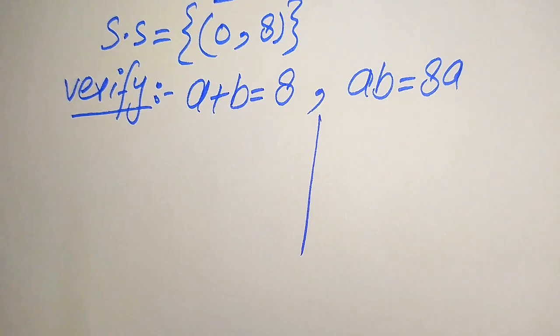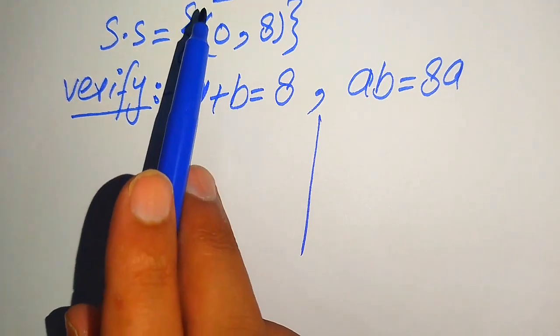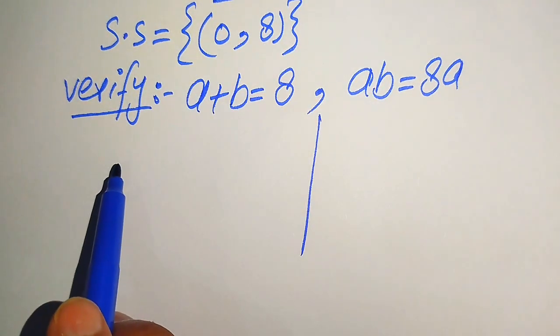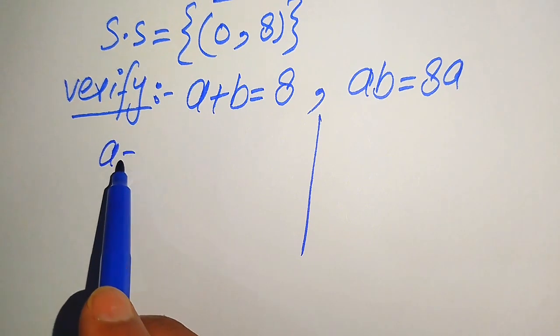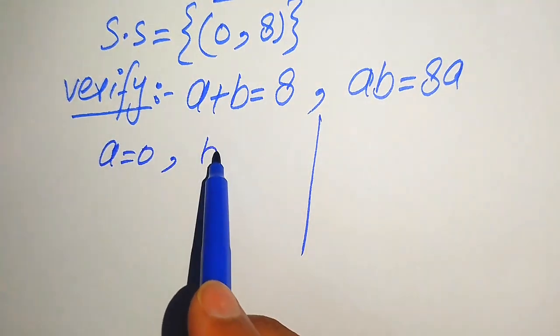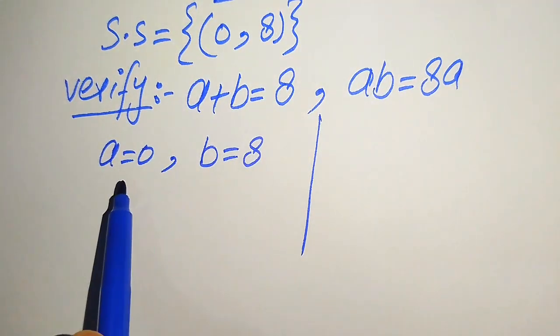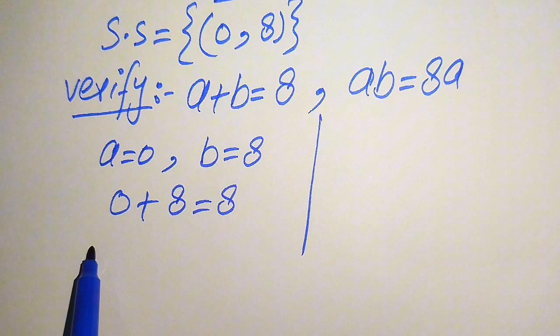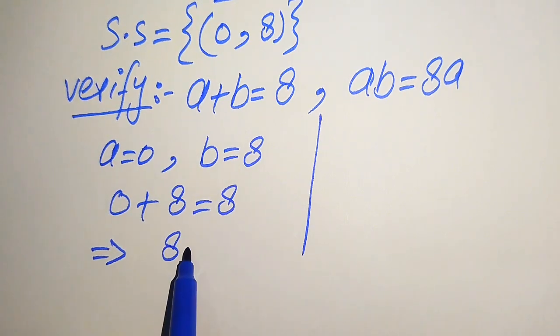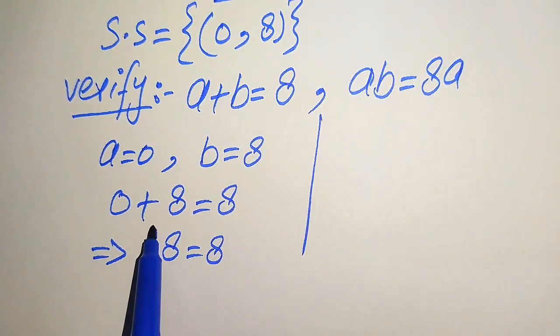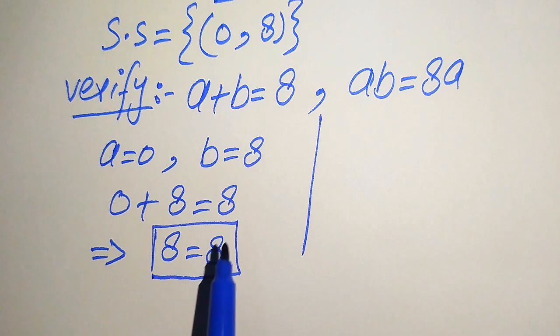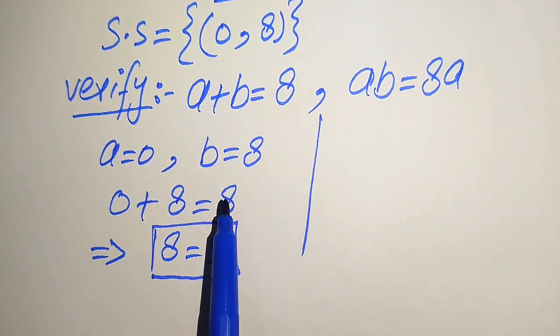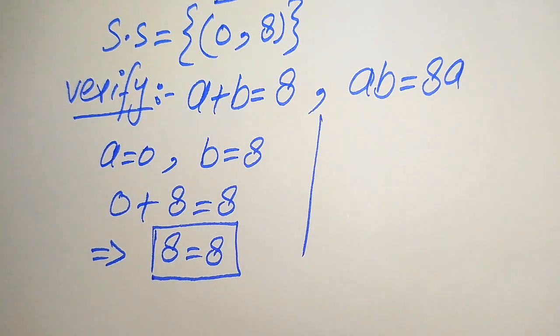So first we put these two values here: the value of a equals 0 and the value of b equals 8. When we put these two values here, we get 0 plus 8 equals 8, and 0 plus 8 becomes 8 equals 8. So this shows that the values of a and b satisfy our first equation.